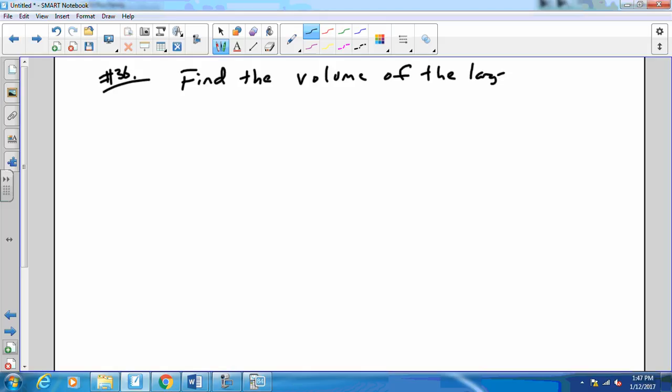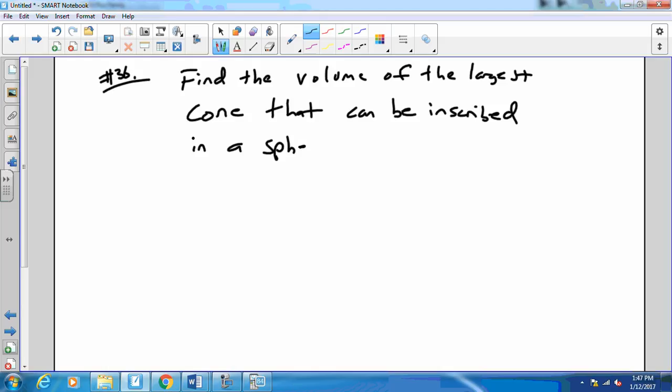Find the volume of the largest cone that can be inscribed in a sphere of radius r. I'm not sure that it's put exactly like that, but we're going to do that, and we're going to express it in this way.